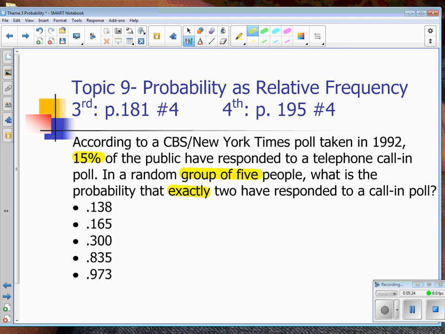So let's check to make sure it's a binomial situation again. Let's go through them. Do I have independent trials? One person calling in independent of another person calling in. Do I have a set number of trials? Do I have a consistent P? And then what was the last one? Success, failure. They either call in or they don't. Right? Question.